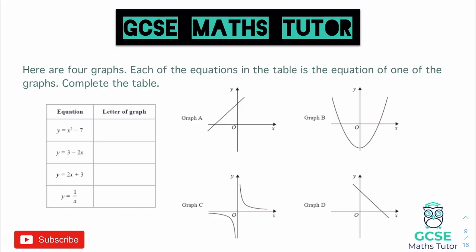So it says our first one here, we're going to match up each of these graphs in the table and put the letter. Now we have two linear graphs, these two here. We've got one with a positive gradient and one with a negative gradient. So we'll start with those two.